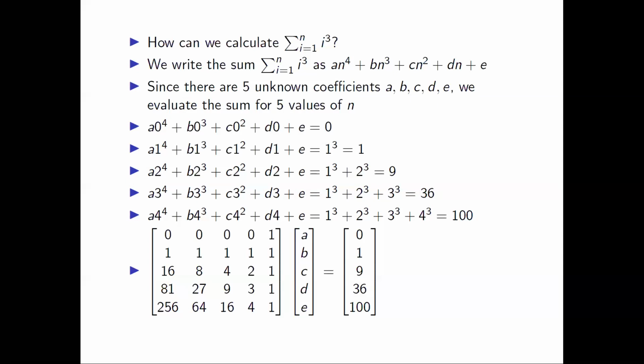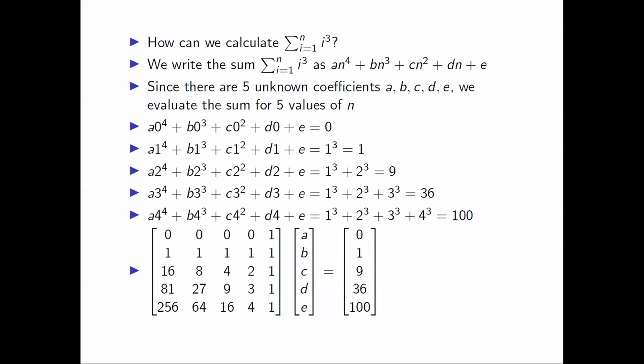And similarly, for the fourth row of the matrix, we get 81, 27, 9, 3, and 1 from the coefficients of the A, B, C, D, and E in the fourth equation. And finally, the fifth row of the matrix is just the coefficients of the A, B, C, D, and E in the fifth equation, which is 256, 64, 16, 4, and 1. And this 5x5 matrix times the column vector A, B, C, D, E needs to give us 0, 1, 9, 36, 100.